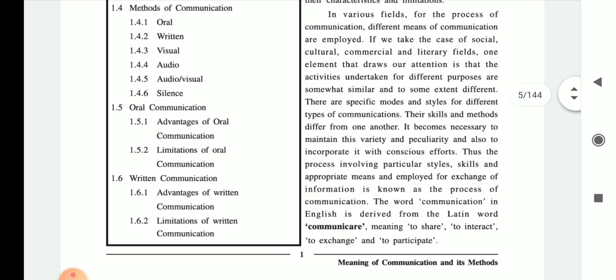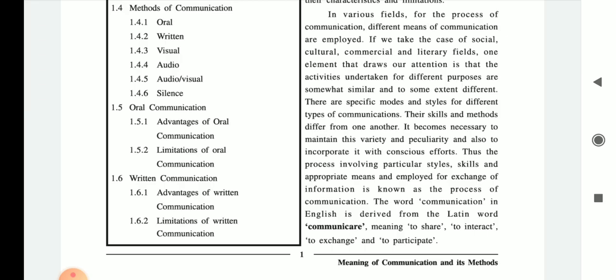There are specific modes and styles for the different types of communication. See, there are so many types which are specifically mentioned for the different types of communication. Their skills and methods differ from one another. See friends, all have different features and are connected with each other, and their barriers are also different.